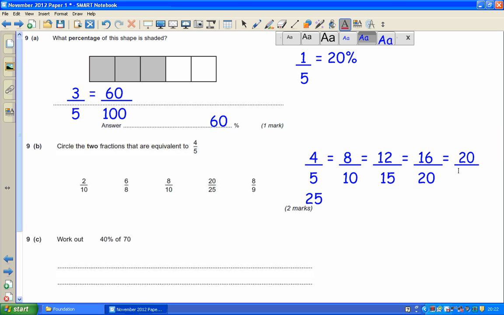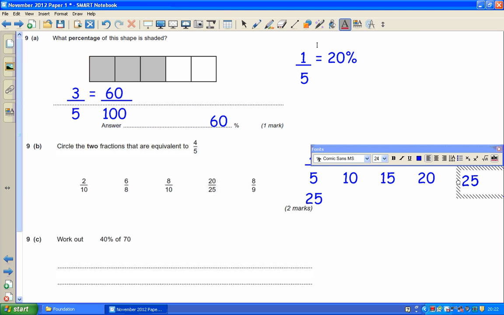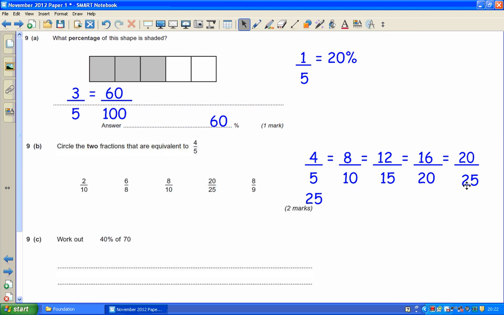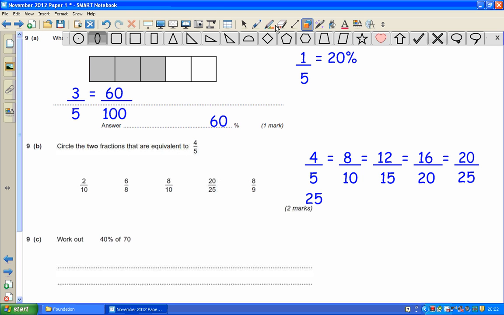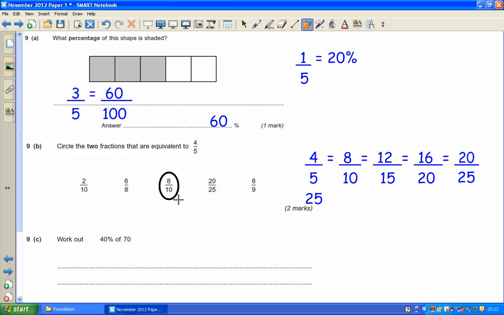25 is gone. There we go. So now which one's the same as 4/5? Well, we've got 2/10, no that's not on there. 6/8, no that's not on there, and that's 3/4, so it can't be that. 8/10, that is on there. So 8/10 is the same as this. 20/25, yep, that's at the end. And 8/9, well 8/9 can't be simplified, so no, can't be that. There's our 2.